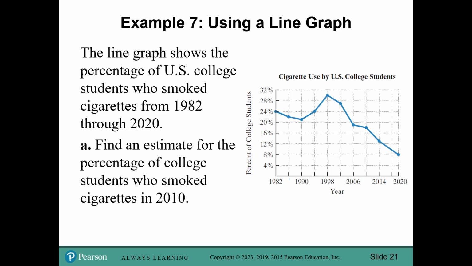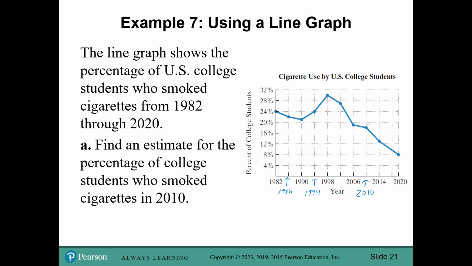So this tick here would actually be the year 1986. This tick here would actually represent the year 1994, because we're adding 4 years to 1990, here we added 4 years to 1982. This year would be 2002, and so on. We want to find an estimate for the percentage of college students who smoked cigarettes in 2010. Now, as I said, each one of these ticks represents 4 years. So 2010 would actually be located here.